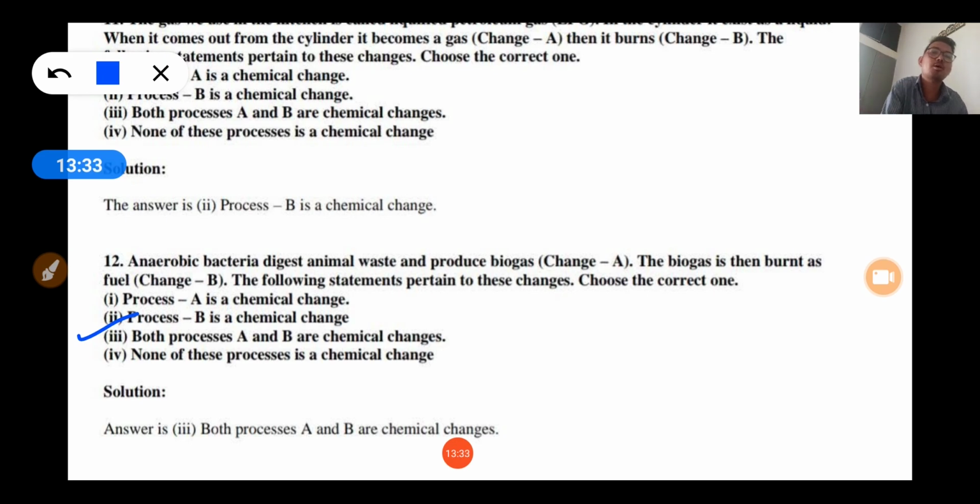So this was all about the NCERT exercise of chapter number 6, physical and chemical changes. Hope you like the session.